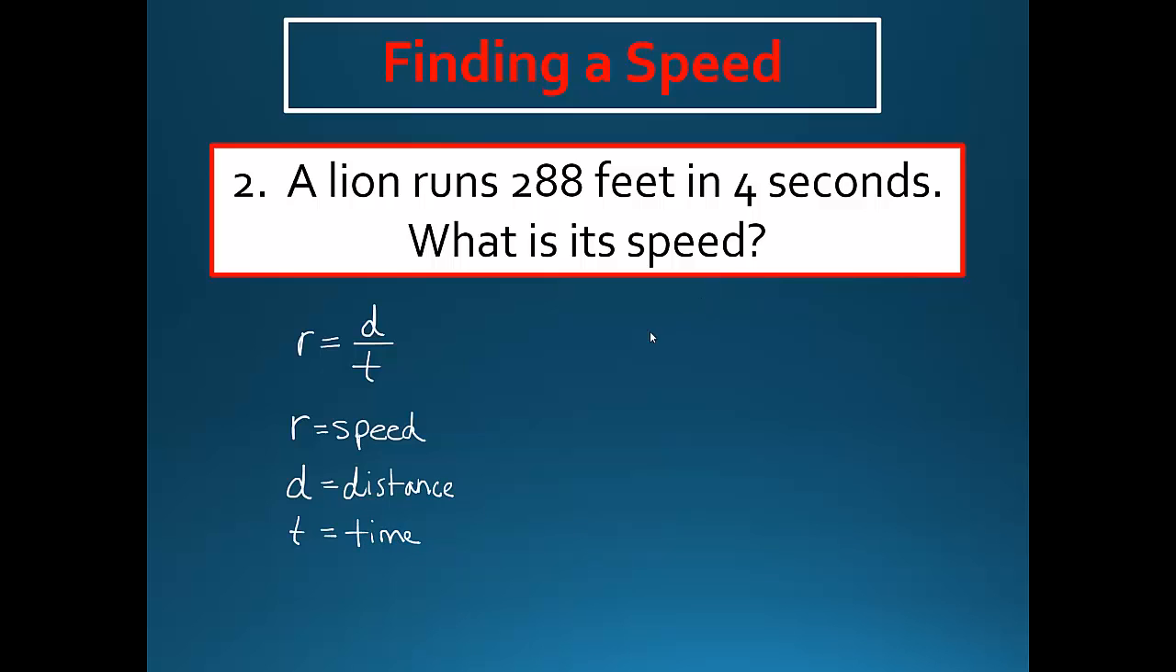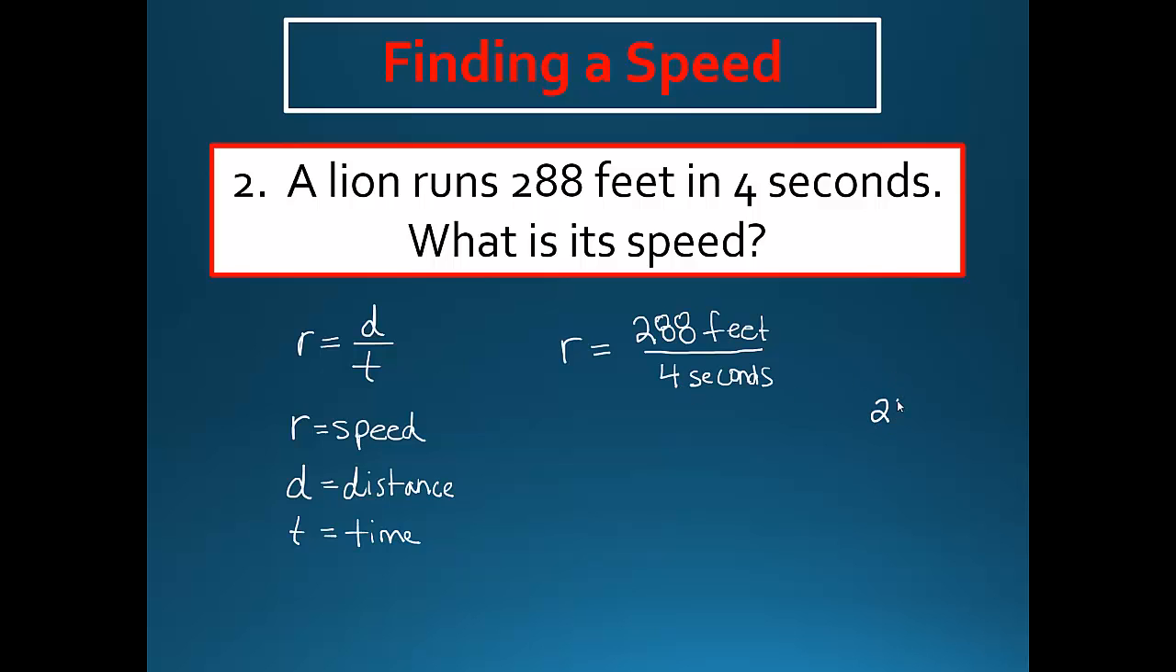So we do not know the speed. So we do not know R. So we have R equals D, our distance. The lion is running 288 feet. So we have 288 feet. And then we divide that by the time. And it's doing that in 4 seconds. Now we need to go ahead and divide 288 by 4.